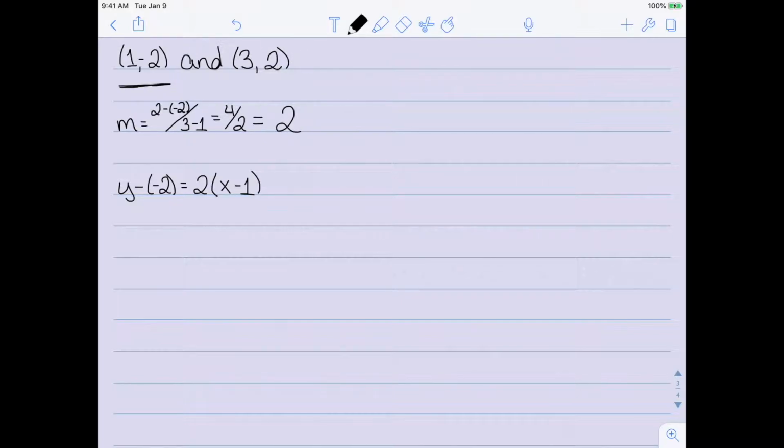So what if I would have picked my other point? What would have happened? Instead of picking that point, what if I picked this point here? This time I would have y minus 2 is equal to my slope 2 times x minus x1, which is 3. These two equations look very, very different. However, I'm claiming that they're actually not. They do give the exact same equation for the line. So either one of these points is perfectly valid to pick. However, your answers are going to look very different depending on which number you pick.